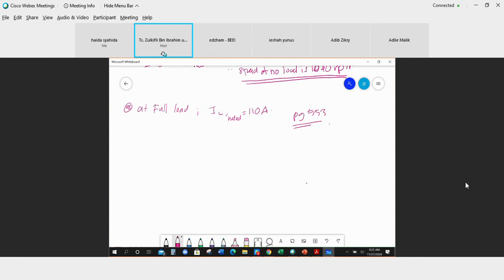Okay, so IL is equal to 110, the load current at full load. So your question is, what is the speed of the motor at full load?